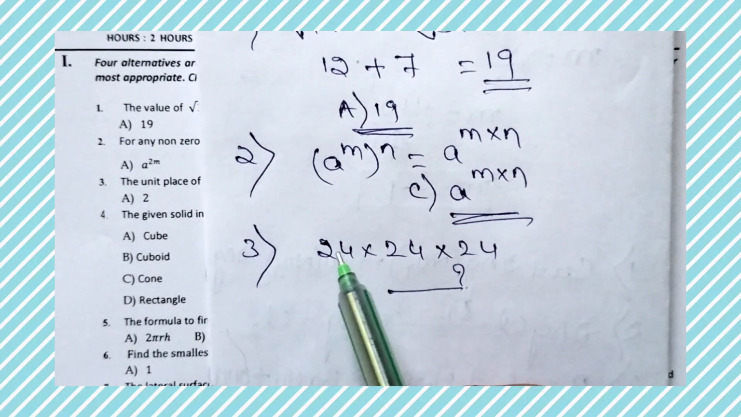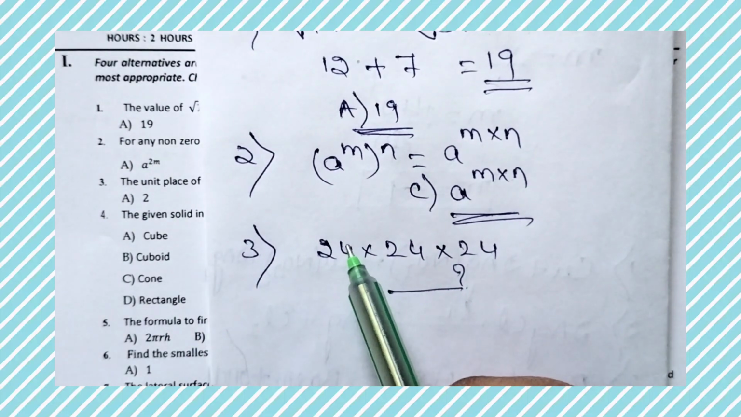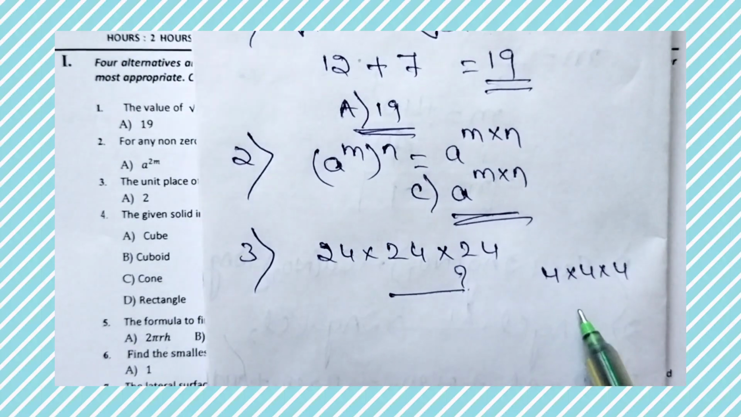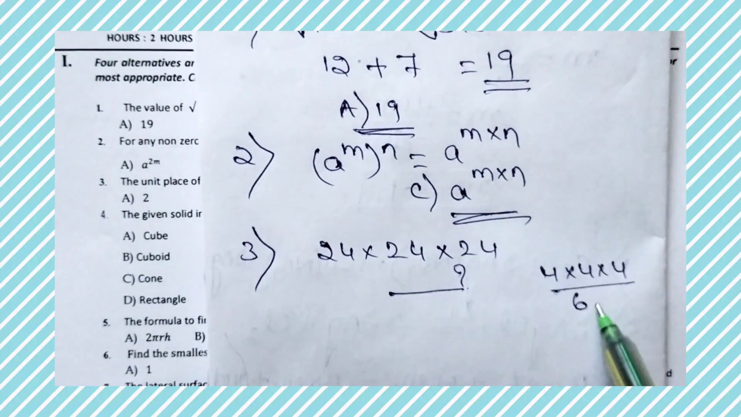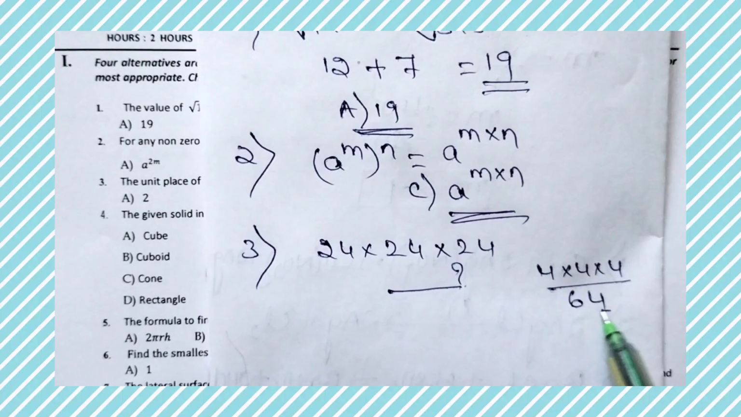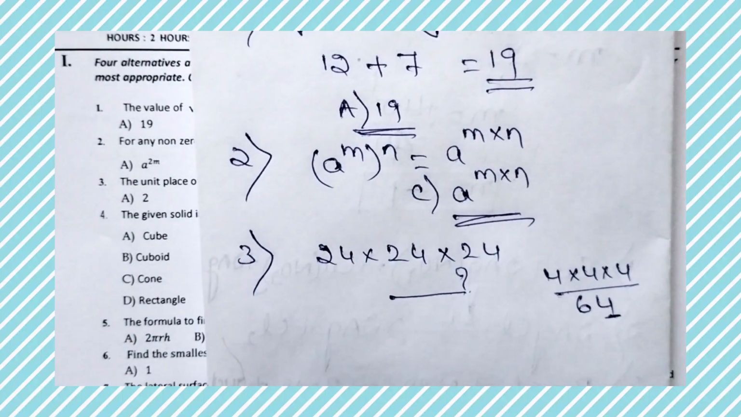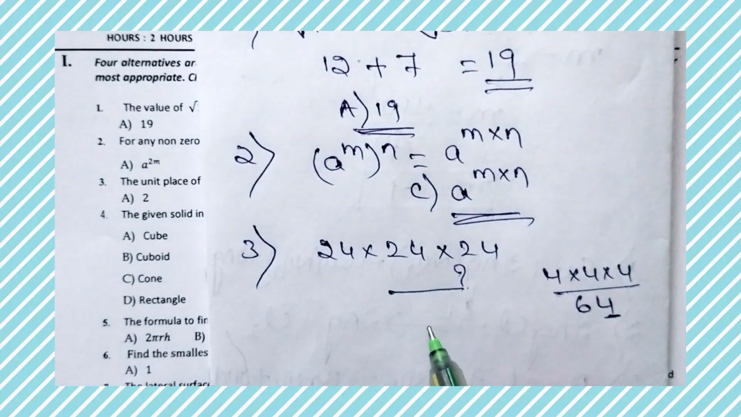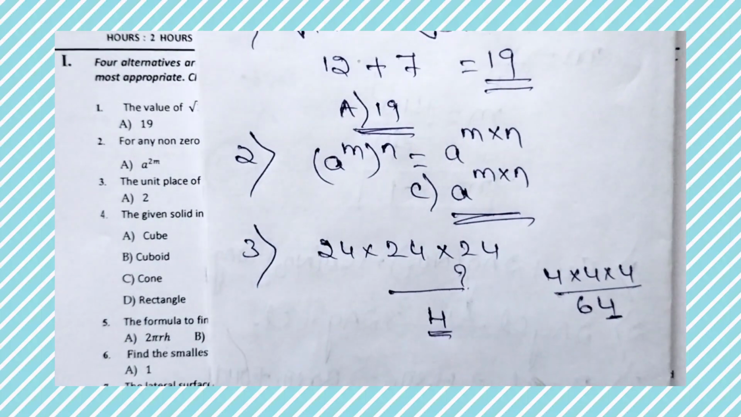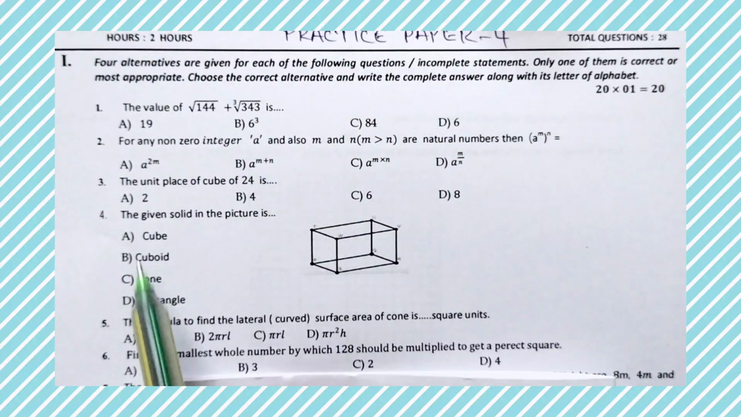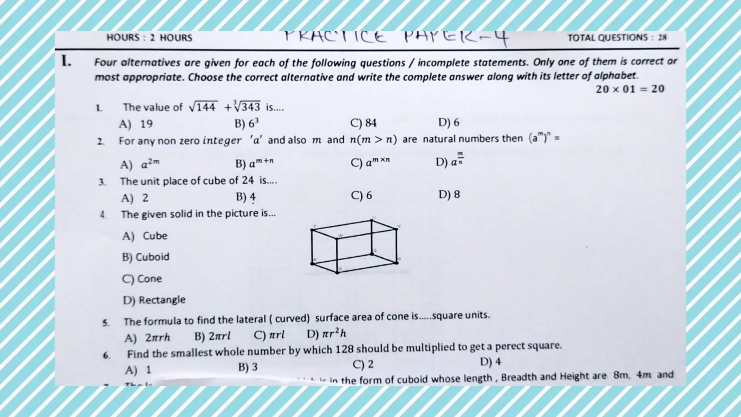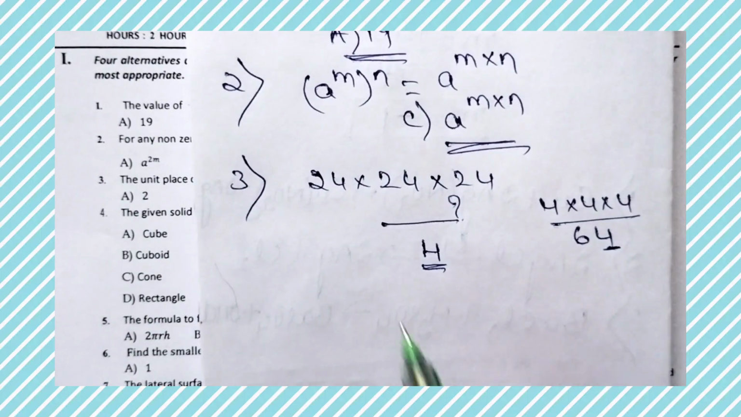You don't need to multiply all three. So multiply the last digit, 4 into 4 into 4. If you multiply 4 into 4 into 4, you get 64. What is in the unit place of 64? 4. So if you multiply 24 three times, you will get 4 in the unit place. Therefore, for the third question, the right answer is option B, that is 4. So option B, 4, is the answer.